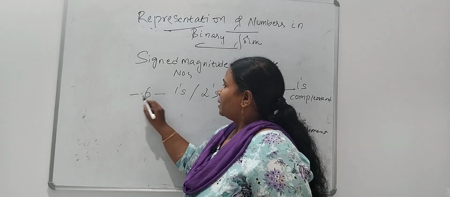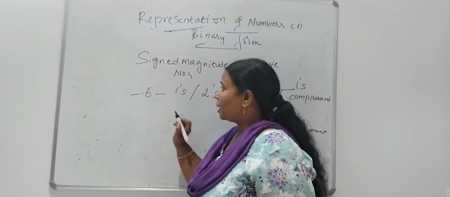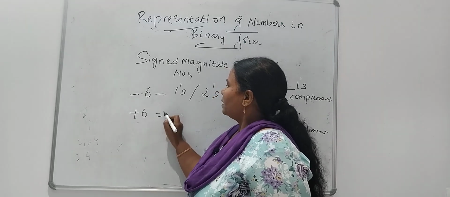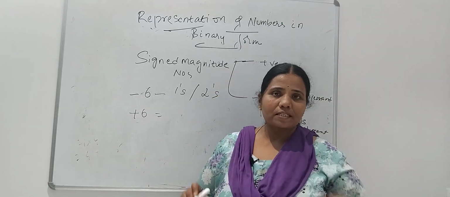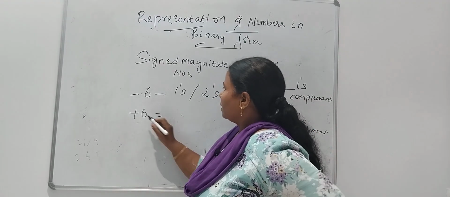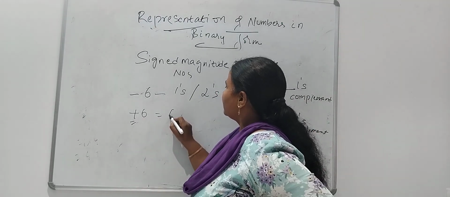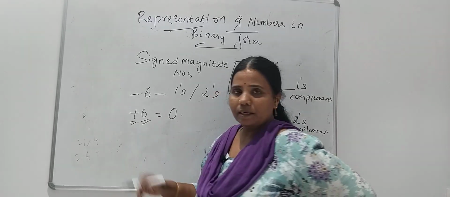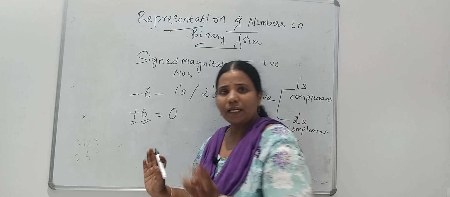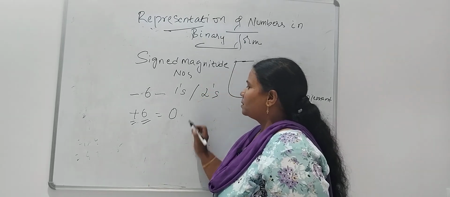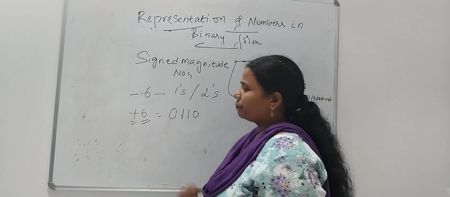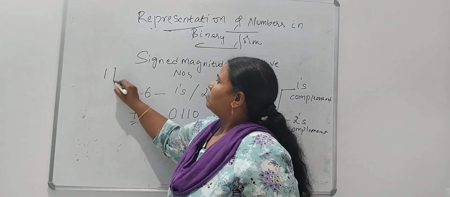For minus 6, first you take plus 6. Here I am going to represent this plus 6 in 4 bits. Because it is plus, take 0 as the MSB bit. The 6 you represent in the remaining 3 bits. 6 in the remaining 3 bits is what? 1 1 0. This you already know.